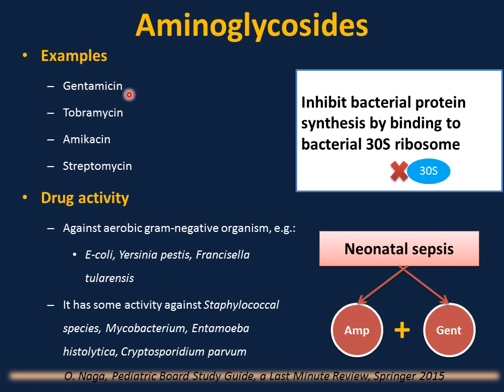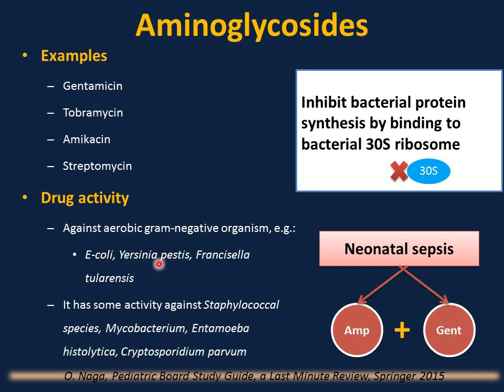Gentamicin also is an excellent eye drop for bacterial conjunctivitis, and tobramycin as well. Tobramycin and amikacin also can be used in the IV form for resistant bacteria like Pseudomonas or Serratia. Streptomycin is commonly used in cases of tuberculosis. All aminoglycosides inhibit bacterial protein synthesis by binding to the bacterial 30S ribosomal subunit. Very important to know: the drug activity is against aerobic gram-negative bacteria, an excellent medicine against the gram-negative organisms.